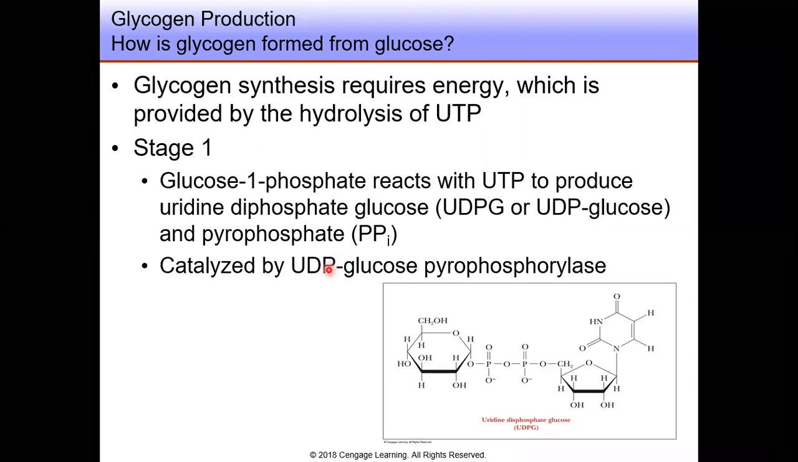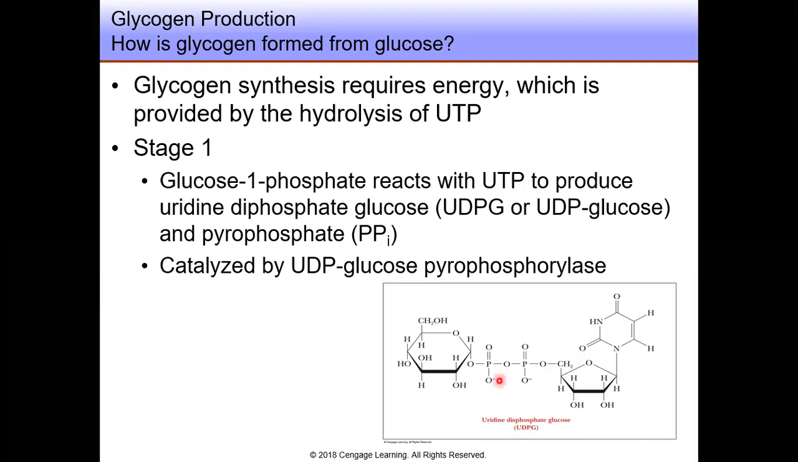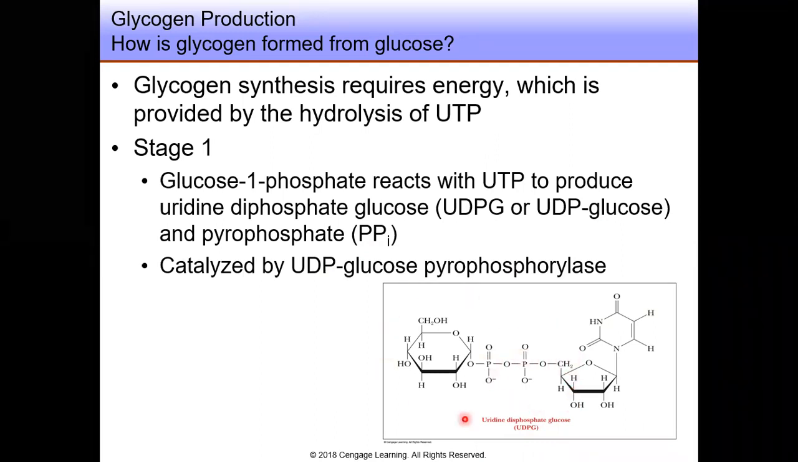This is catalyzed by the enzyme called UDP glucose pyrophosphorylase. This is the structure of the UDPG molecule, which acts as a carrier of glucose units so that they are transferred to an already existing chain.